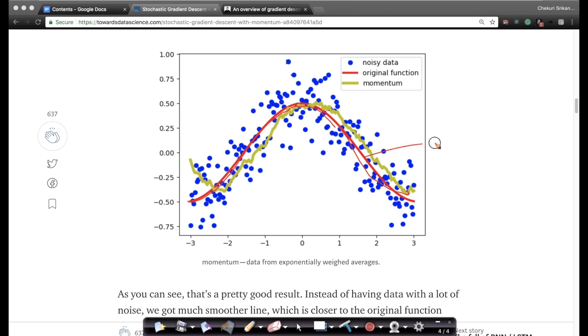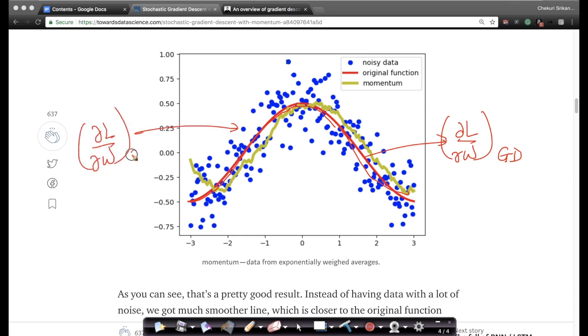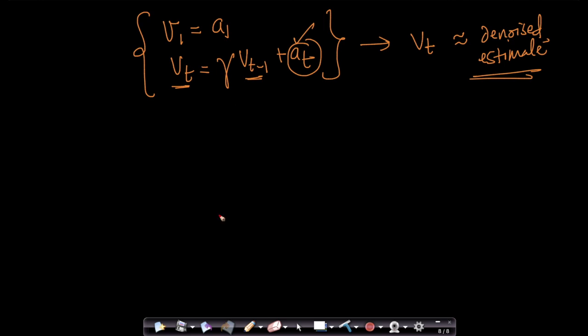This is like our derivative when you compute using gradient descent, which is the original. The blue ones are the noisy data. You can think of these blue ones as the derivatives that we got using SGD. So the blue ones are very noisy. One way to clean up this noise is something called exponentially weighted averages, which is exactly what we saw right now.